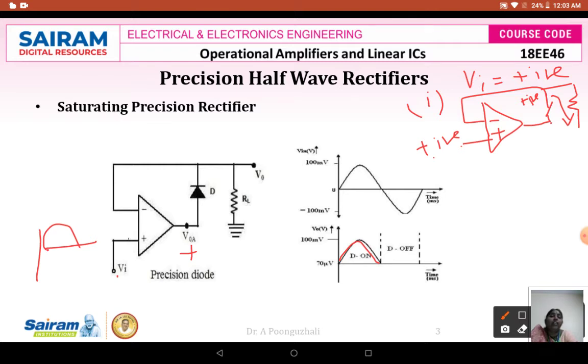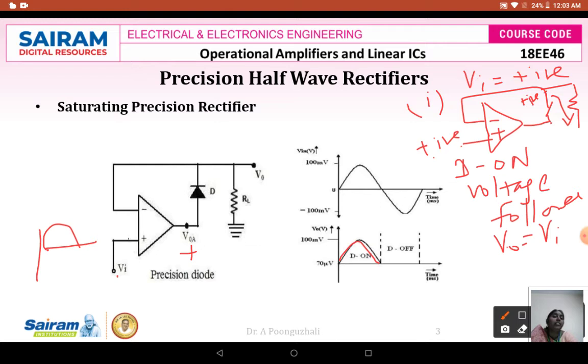So when your VA is positive, your diode D is on. When diode D is in the on state, your circuit is going to act as a voltage follower, so your output voltage is equivalent to your input voltage. The voltage at this point is positive, and you are going to have a current flow through this load resistance. Because of this current, you are going to have a drop, and that drop is going to be the output voltage. So we are getting it.